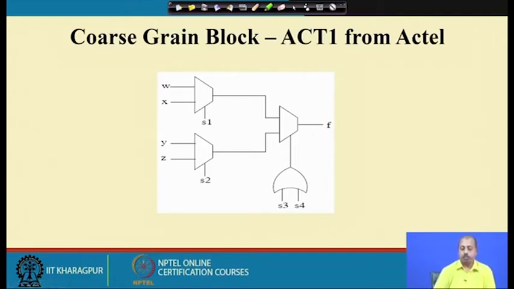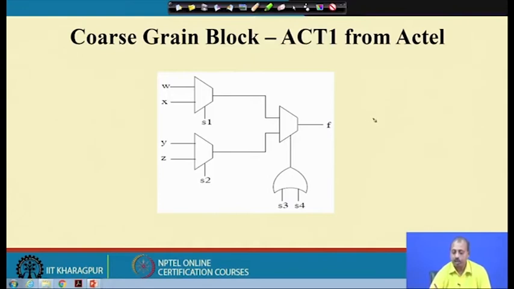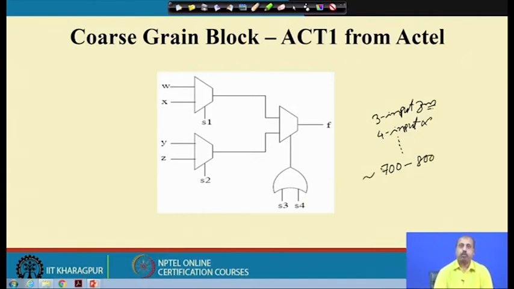Of course, it cannot realize all 8 input functions, but if you analyze this particular block, it can be shown that it can realize all 3 input functions. So, up to all 3 input functions can be realized by this logic block. It can be proved. Similarly for 4 input, it cannot realize all, but many of the 4 input functions can be realized. If you enumerate, there are around 700 to 800 unique functions that can be realized by this Act1 logic block. That is also quite a large number.